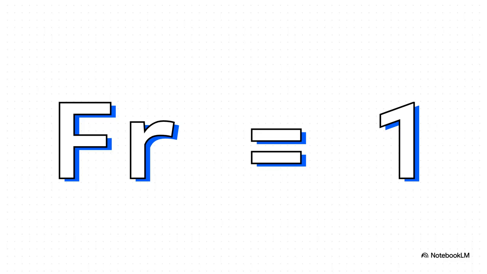Then you get to the tipping point, a Froude number of exactly 1. This is called critical flow. Here, the water's speed perfectly matches the wave's speed. Any ripple you try to make just seems to hang there, kind of frozen in place, unable to move upstream or down.